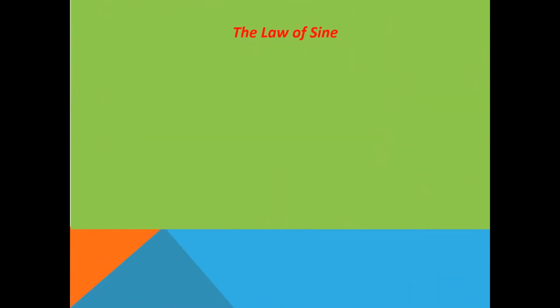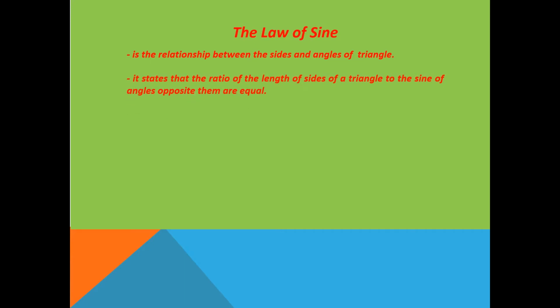The law of sine. Sine law is the relationship between the sides and angles of a triangle. It states that the ratio of the length of sides of a triangle to the sine of angles opposite them are equal.